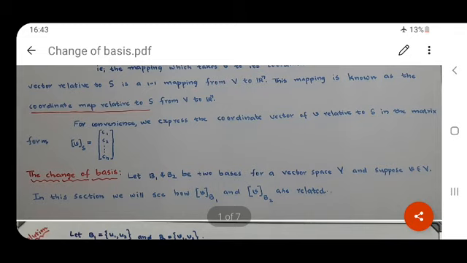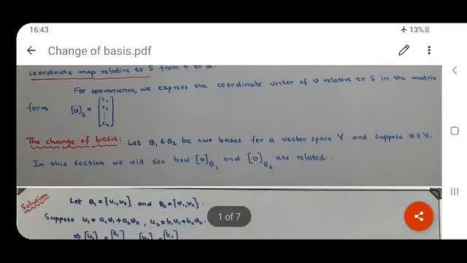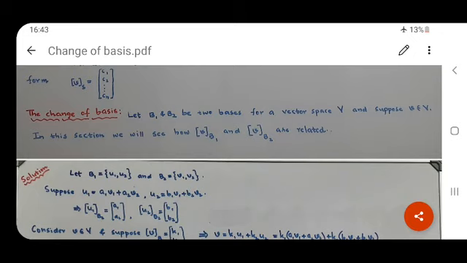So, the change of basis. This problem is: let B1, B2 be two bases for a given vector space V, and suppose v is an element of V. In this section, we see how the coordinate vector of v relative to B1 and the coordinate vector of v relative to B2 are related. So we proceed like this. Let B1 be the basis {u1, u2}, and B2 be the basis {v1, v2}. So we assume that V is a vector space of dimension 2 for ease. I did not mention this in the PDF, but we can generalize it.